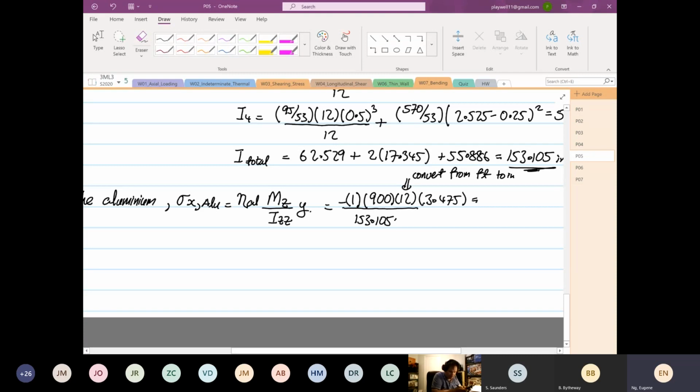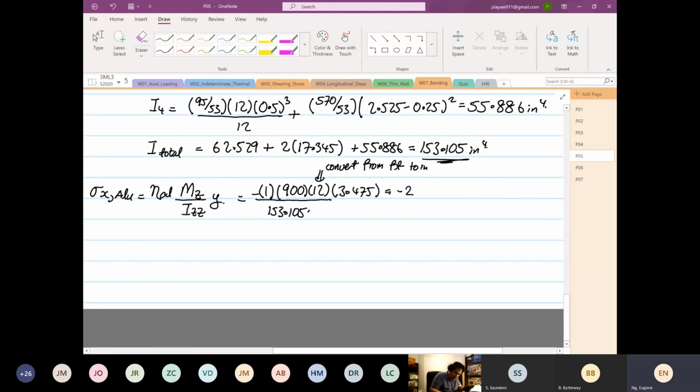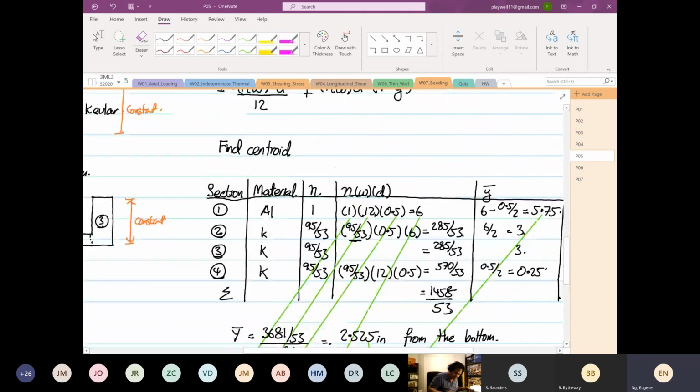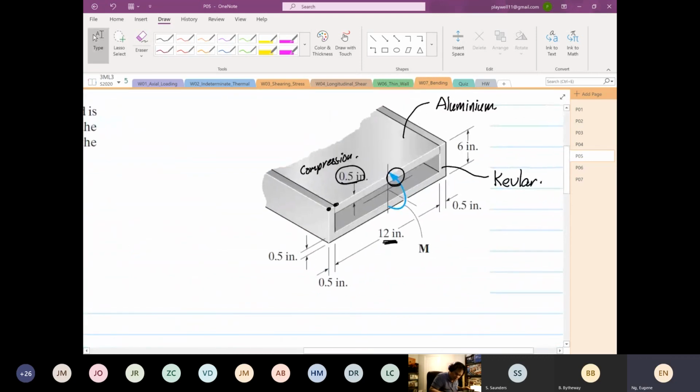So the stress will be 900 times 12 times 3.475 divided by 153.105, which is equal to minus 245.126 psi. Let me do it again. 900 times 12 times 3.475 divided by 153.105 gives 245.1, compression, right? Because this is going through compression.